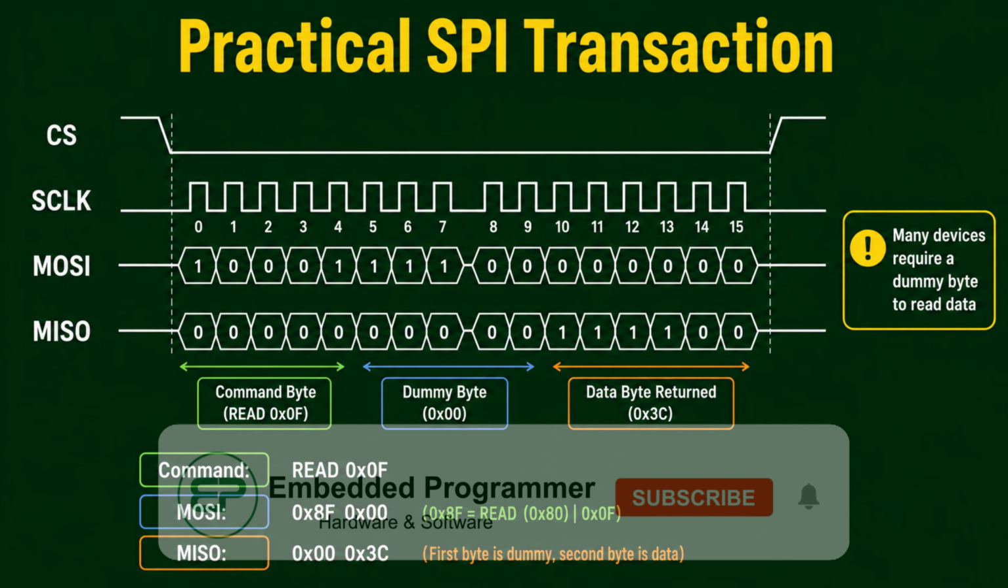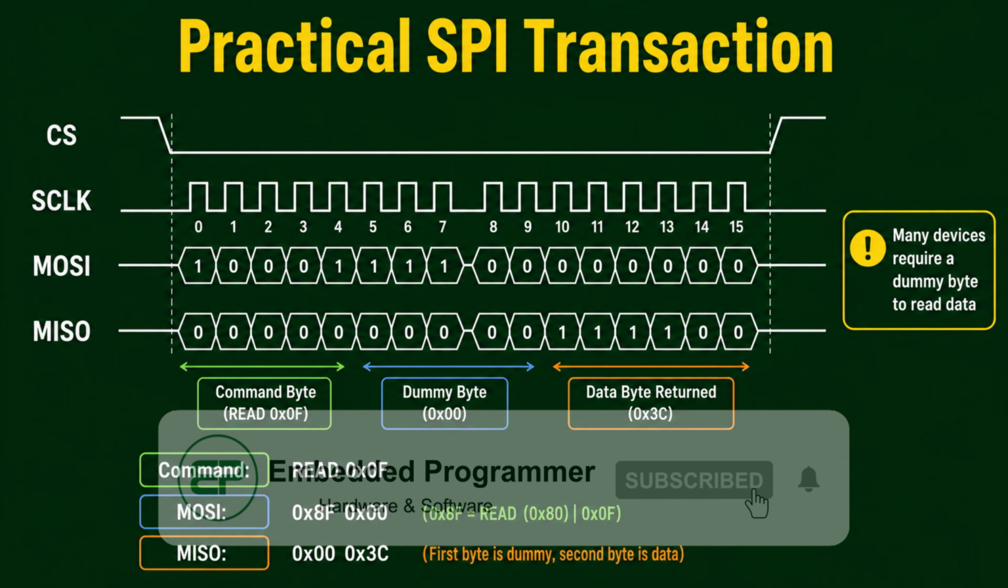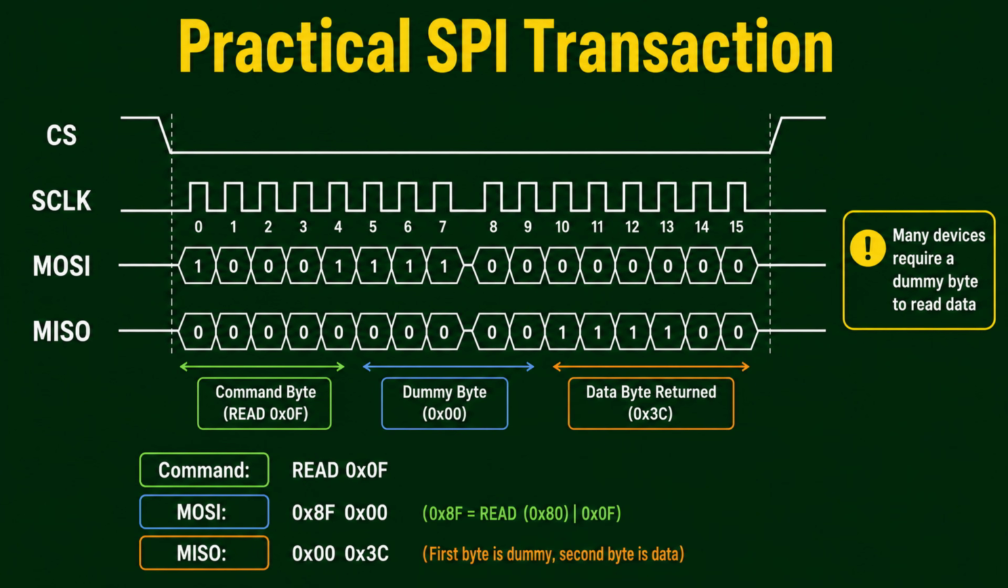A practical SPI transaction begins when the master pulls chip select low. The master then generates clock pulses and sends a command, register address, or data through MOSI. Consider a device where bit 7 of the command byte indicates a read operation. To read register 0F, the master may send hexadecimal 8F. During this first byte, the value received on MISO may be meaningless or equal to 0.